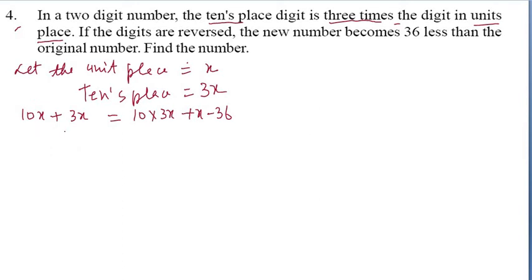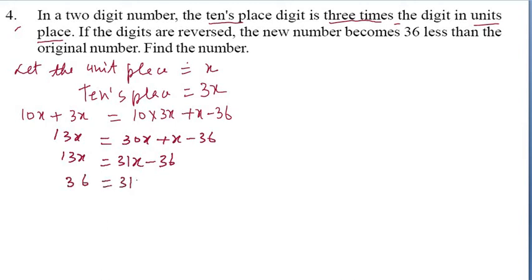Now 10x plus 3x, that is 13x, will be equal to 30x plus 1x minus 36. So you can see 13x is equal to 31x minus 36. 36 transfers to the left-hand side, so it becomes positive 36. It is 31x minus 13x, because 13x transfers to the right-hand side. So here is 36 and here is 18x.